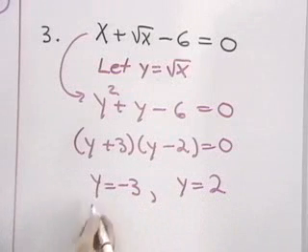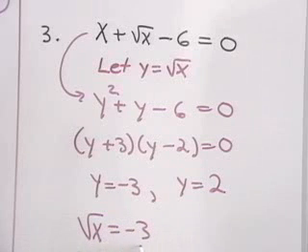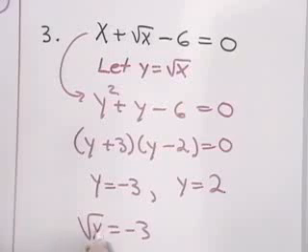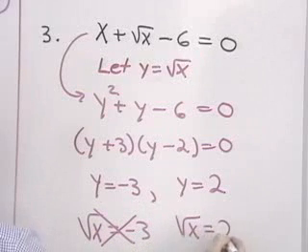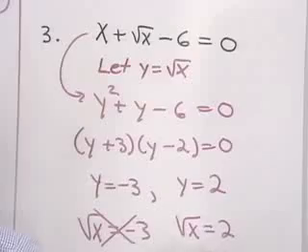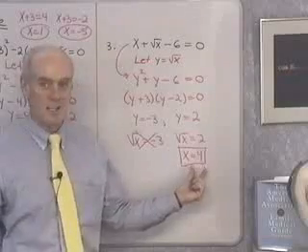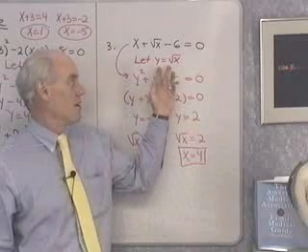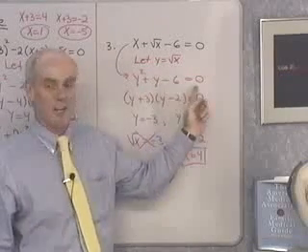But y was equal to the square root of x, so I have square root x equal negative 3. Now that is impossible because a positive number can't be equal to a negative number, and this is the positive square root. Over here I get square root x is equal to 2. That would mean that x had to be 4. So I get one solution to this equation, and that is x equal 4. It's quadratic in form, and I can see that if I let y be equal to square root x, then I get a quadratic equation right here.